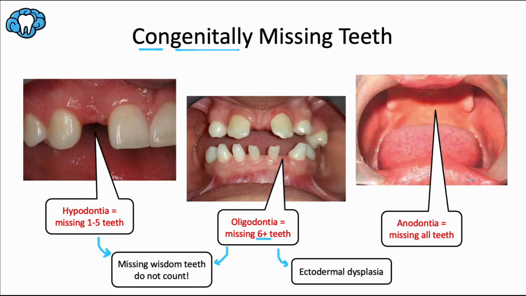Anodontia is defined as the absence of all primary or permanent teeth. And having complete anodontia like this is very, very rare. And it usually occurs as part of a syndrome like, once again, ectodermal dysplasia.